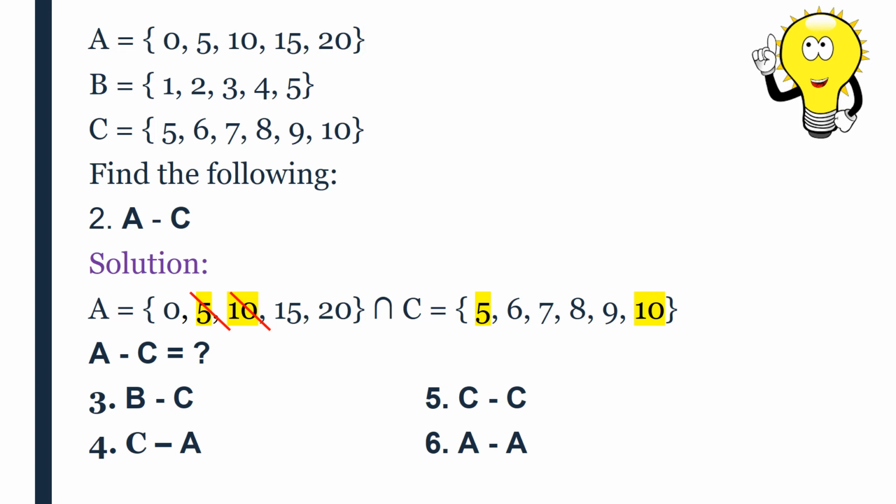Okay, next number 2. So, A minus C. Same process yung ating gagawin. Ang kapareho ng set A at set C ay 5 and 10. Therefore, tatanggalin natin yung 5 and 10. So, yung matitira na sagot ay 0, 15, and 20. For number 3, 4, 5, and 6, mag-try po tayo sa ating scratch paper.